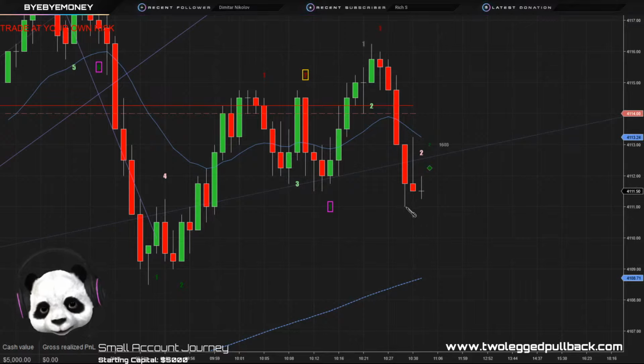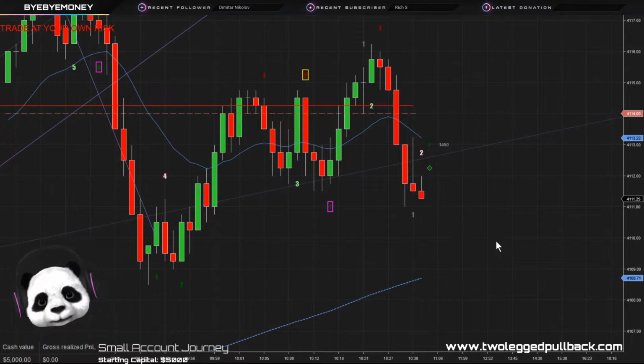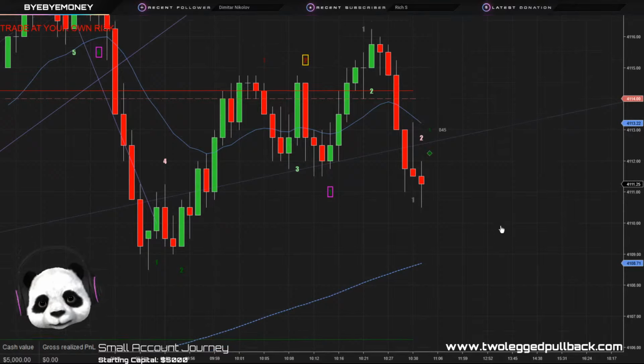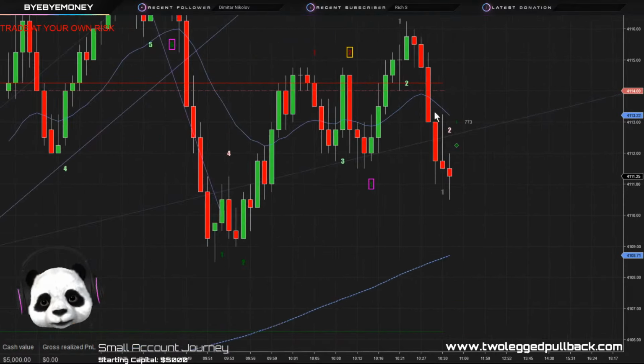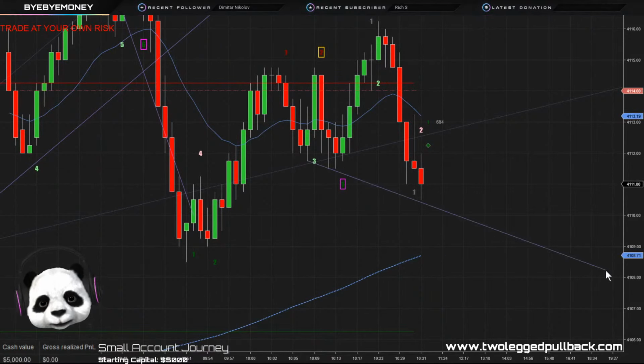My setup now, I have to wait for a two-legged pullback, A, B, C. My setup is like this. Let's see if we get it. We just lost our two-legged pullback. This price action's making me think we are in a downtrend now. But because the market's so choppy, I wouldn't be surprised if we have a wedge here and this reverses.